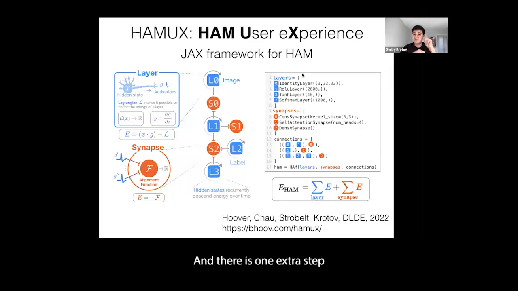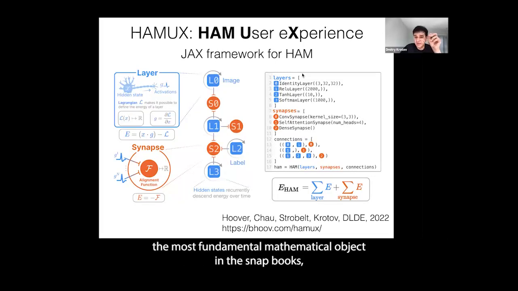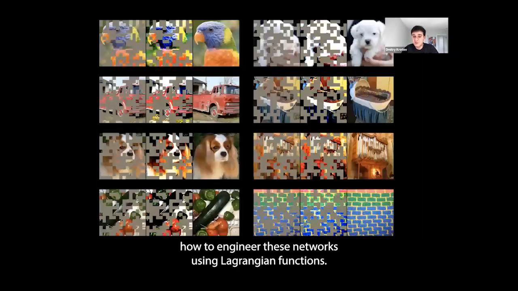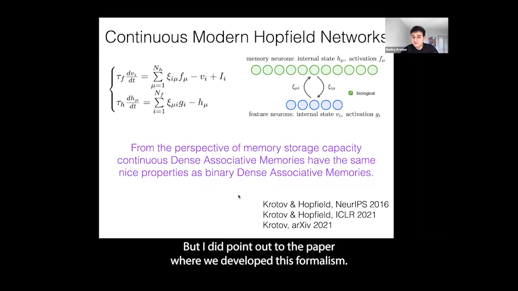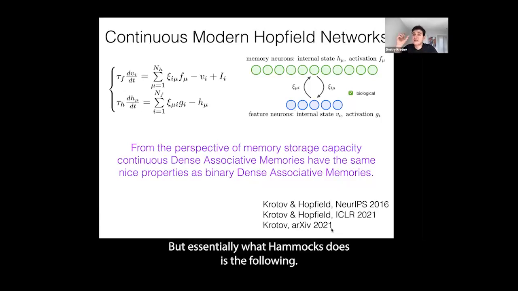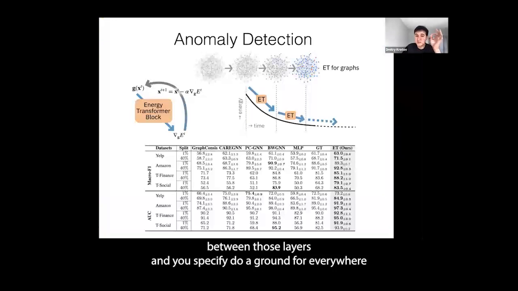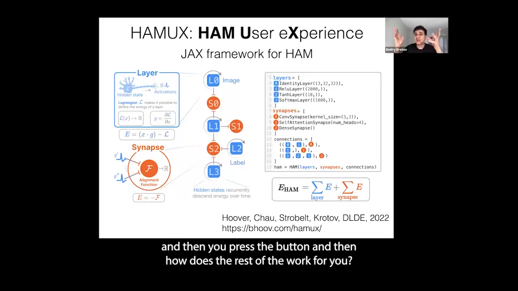And there is one extra step in HAMux compared to what I have just described. It turns out that even the energy function is not the most fundamental mathematical object in these networks, but the real fundamental object is the Lagrangian for every layer. I didn't really explain this because it's a subject of another hour-long seminar, how to engineer these networks using Lagrangian functions, but I did point to the paper where we developed this formalism. One paper is from ICLR 2021, and the second paper is on arXiv, also from 2021. But essentially what HAMux does is the following. You specify the layers, you specify the connectivity between those layers, and you specify the Lagrangian for every layer. And then you press a button, and HAMux does the rest of the work for you.